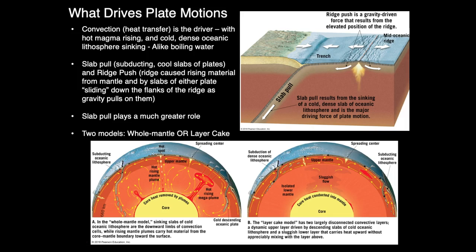Okay, it is generally accepted amongst researchers that some type of convection, which in turn is a type of heat transfer, is the driver for plate motion. Convection in this case means hot magma is rising and cold, dense oceanic lithosphere is sinking. The details of this convection flow, however, remain a topic of debate, and we'll cover a little bit of that debate later on in the slide.